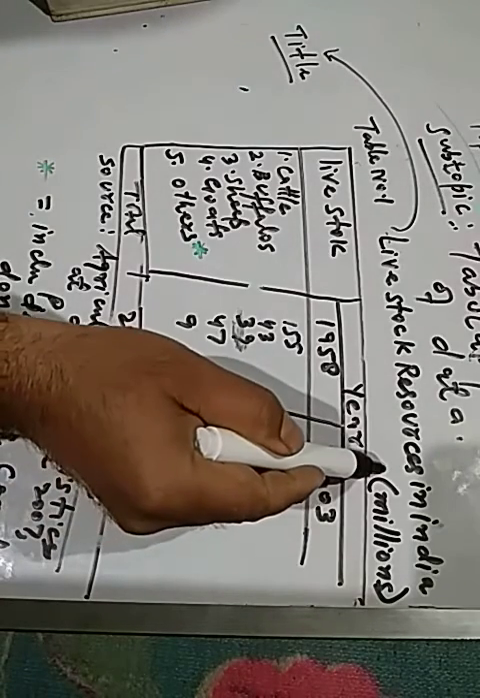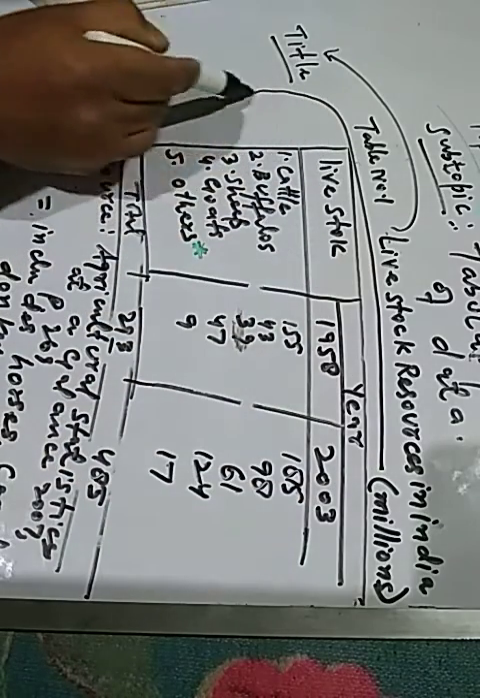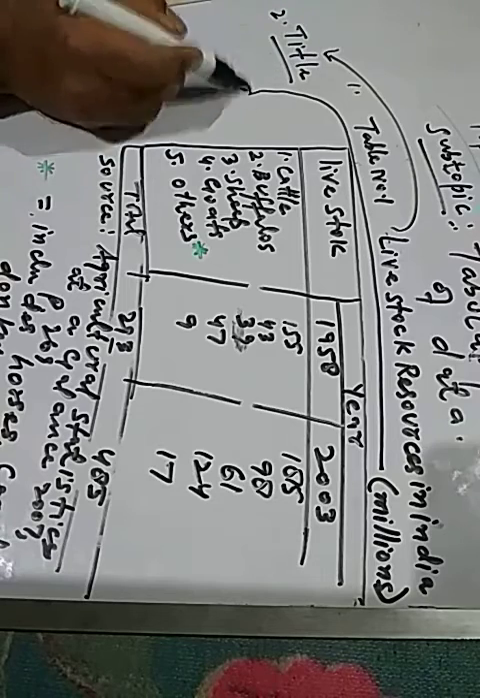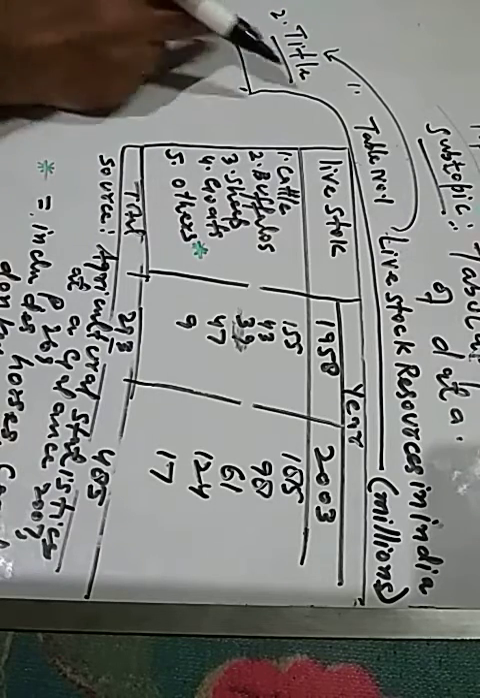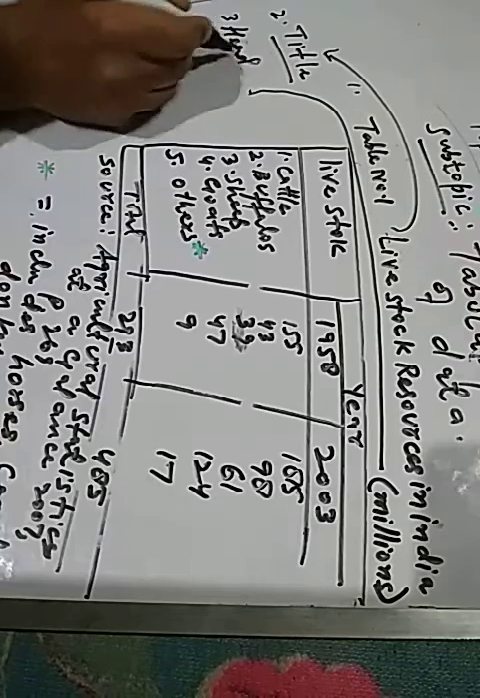This is in millions, this is the head note. This one I will write here. This is number 1. Number 2 is title. Number 3 is head note, components of a table.